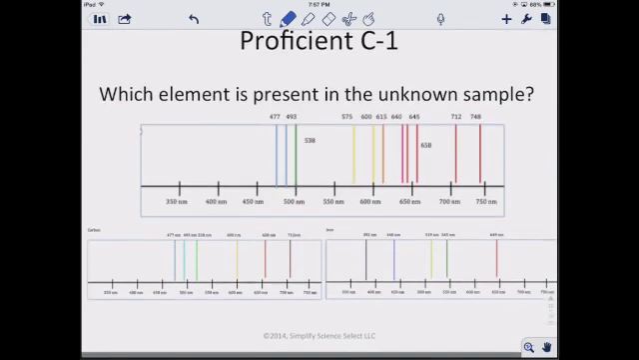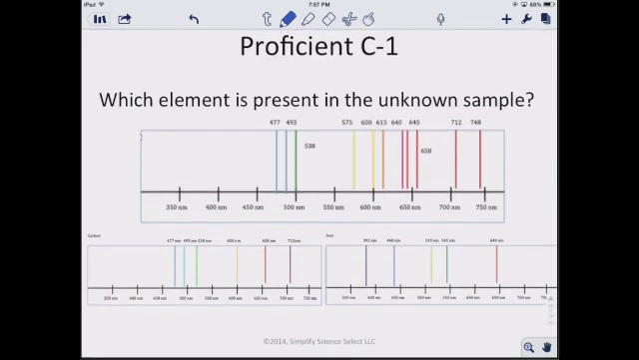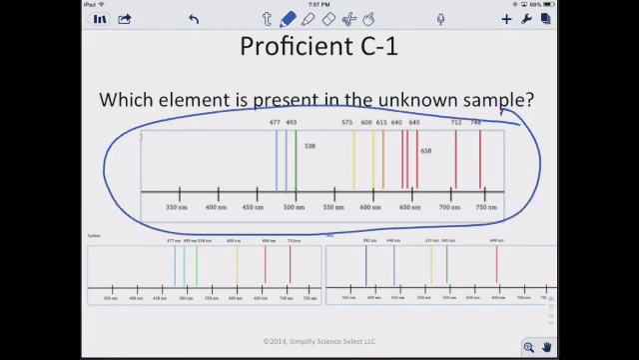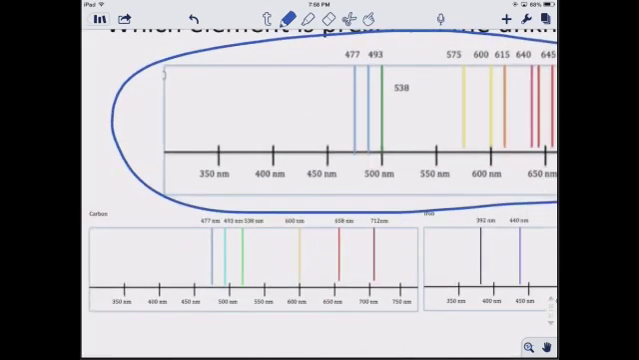So let's look at an example. It says, which element is present in the unknown sample? We could pretend this is an unknown sample we got from a distant star, and we want to see what elements make up that star. So we start comparing our wavelengths. In carbon we have 477 nanometers, and in our unknown sample we have a line at 477 nanometers. We have a 393, and we also have a 393 in our unknown. We have a 538, and we also have a 538.